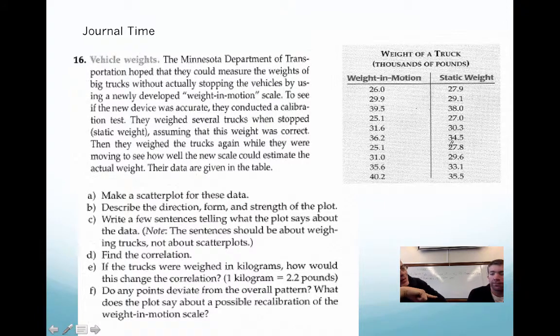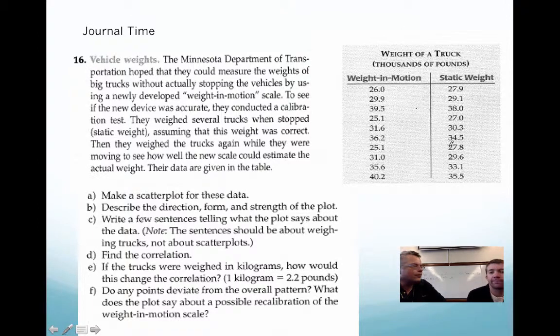Kind of like the I-Pass on the tollways. You don't have to stop and put the coins in anymore. You just drive through and it bills you. So the truck doesn't really have to stop and wait. They compared weight in motion, using the new device, with the old school way.